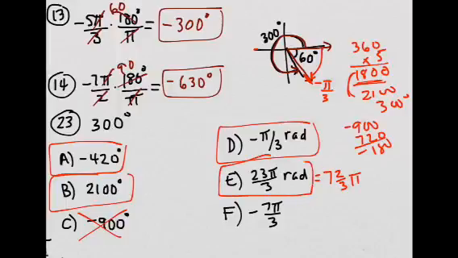So this one works. Negative 7 pi over 3, I'm going to change that to a mixed number. That's negative 2 1/3 pi. So here on the graph, I start on 0, then negative 1 pi, negative 2 pi, and then 1/3 more. So I land right here on the same spot as 300. So this one's another coterminal.